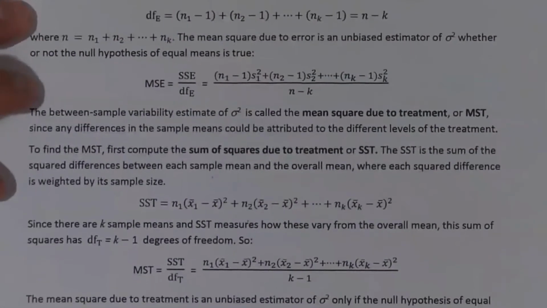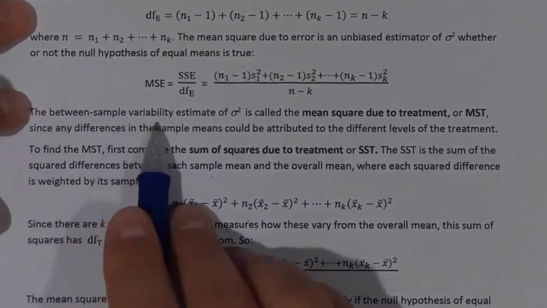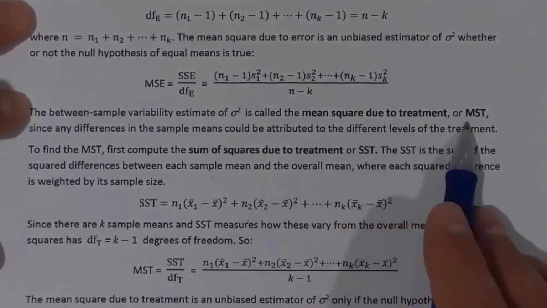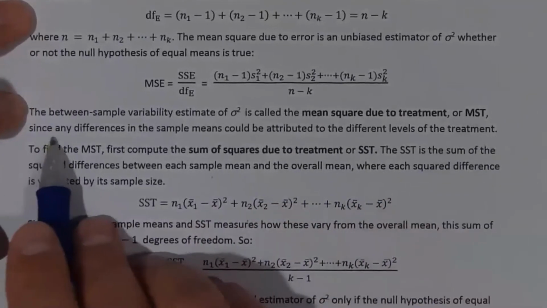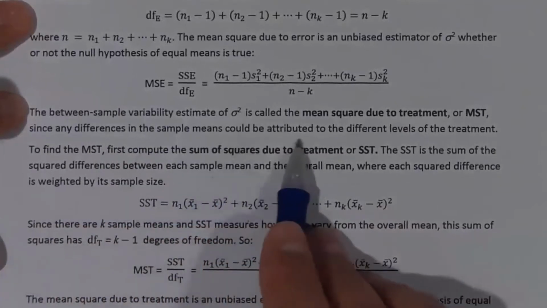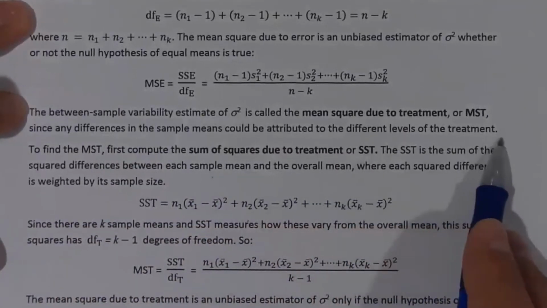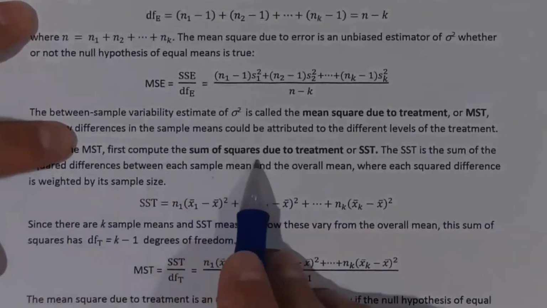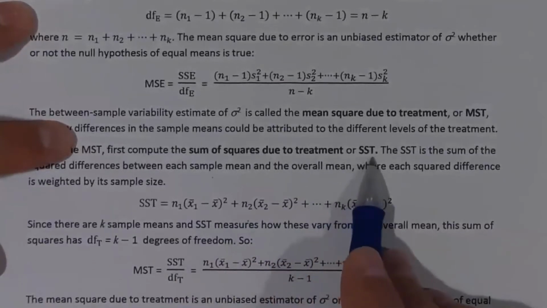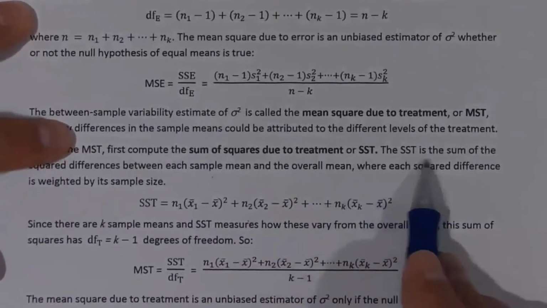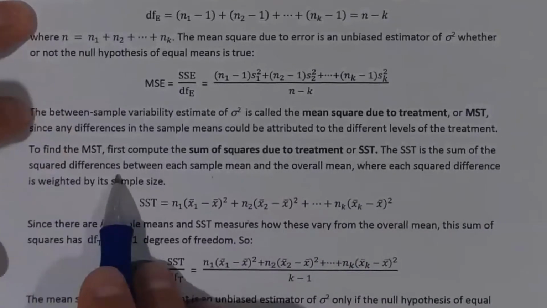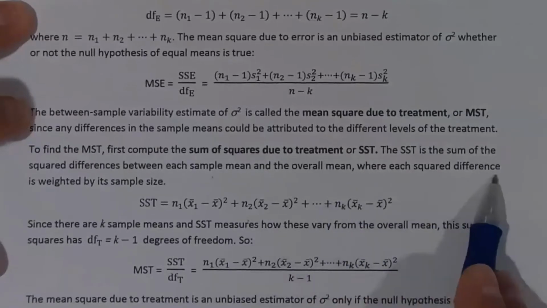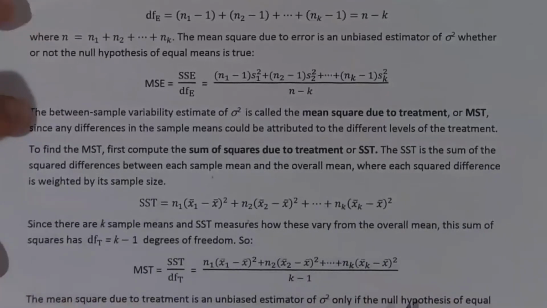Now, the between sample variability estimate of sigma squared is called the mean square due to treatment, or the MST, since any differences in the sample means could be attributed to the different levels of the treatment. To find the MST, we first compute the sum of the squares due to treatment, or the SST. The sum of the squares due to treatment is the sum of the squared differences between each sample mean and the overall mean, where each squared difference is weighted by the sample size.